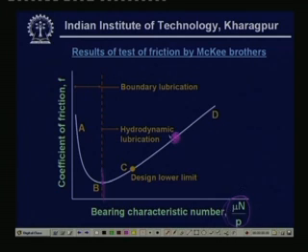As it falls down, immediately the bearing characteristic number, instead of being at this location, comes to this location. So, the operating point goes down here, resulting in lowering of the friction. The moment there is a lowering of friction, automatically the temperature decreases, and again the bearing comes down to this particular value. Again it can go up, but anyway it has a self-controlling phenomenon.